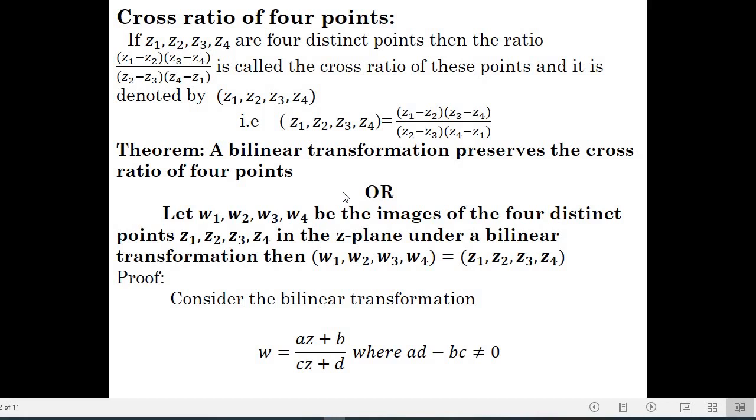So in the theorem, we prove that the bilinear transformation preserves cross ratio of 4 points, means we just prove that the cross ratio of 4 points in W plane is equal to the corresponding cross ratio of 4 points in Z plane. That is what you have to prove. So to prove that, let us consider a bilinear transformation. W is equal to AZ plus B divided by CZ plus D, where AD minus BC is always not equal to 0. So the bilinear transformation we consider always satisfies the condition AD minus BC is not equal to 0.